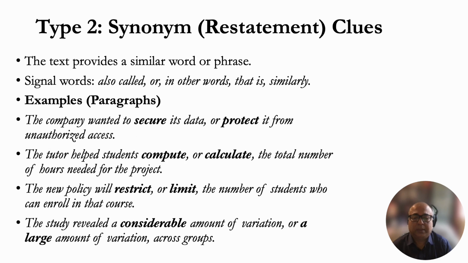So the second type of clues are called synonym clues. Okay, it's a restatement. A synonym is a similar word or a phrase, right, that has the same meaning as the other word. So secure, for example, in the first sentence means to protect. So you can see compute or calculate, restrict or limit. So there are two words that have the same meaning. Considerable amount, that means a large amount. The study revealed a considerable amount of variation, or a large amount of variation across groups.